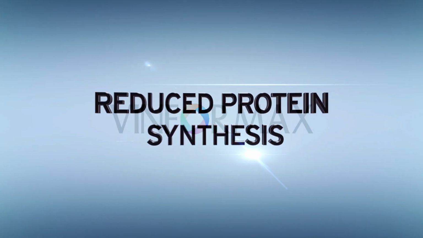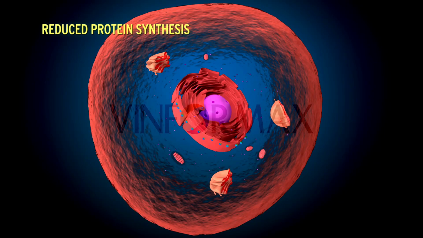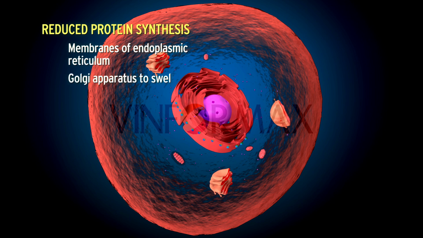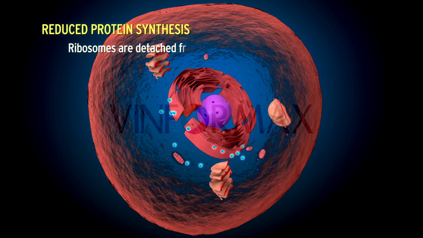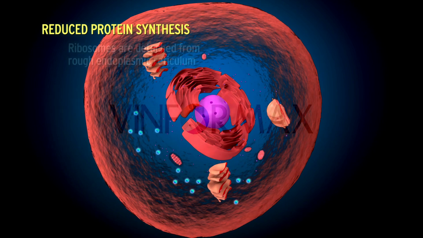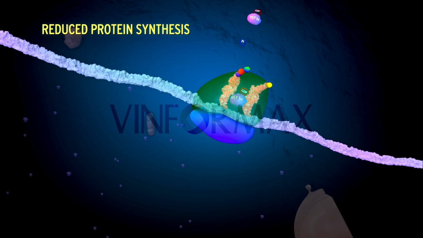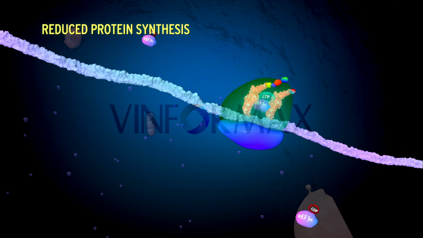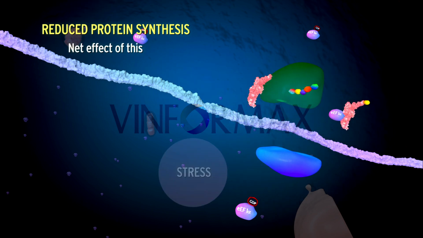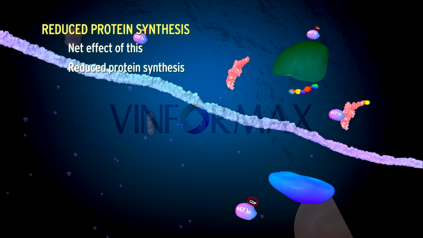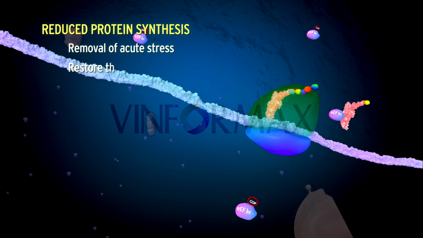Reduced protein synthesis. Chronic hypoxia causes the membranes of endoplasmic reticulum and Golgi apparatus to swell up. Ribosomes are detached from rough endoplasmic reticulum. The net effect of this is reduced protein synthesis in cytoplasm and Golgi bodies. Removal of acute stress or assault can restore the cell to normal state.